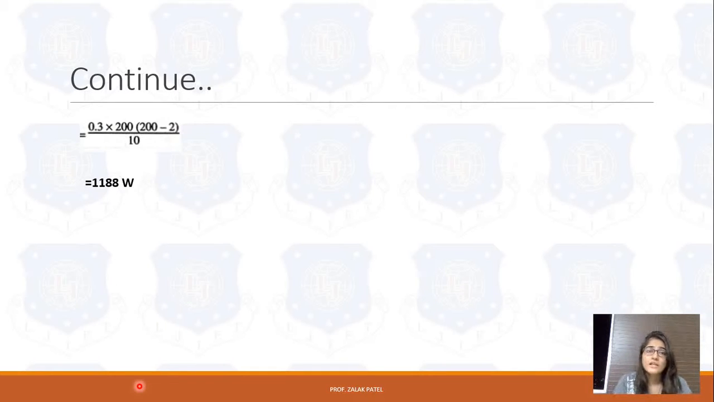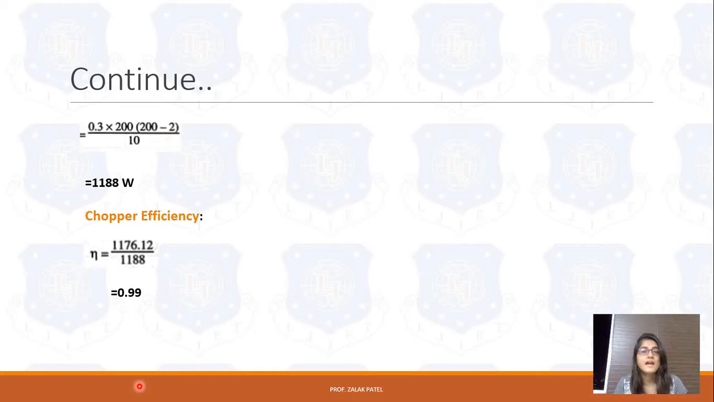We have already calculated the output power. Now let's put these two values into the chopper efficiency equation. Chopper efficiency is output power upon input power, so it will be 1176.12 upon 1188, which becomes 0.99. If we want it in percentage, we take 0.99 into 100, which means the efficiency is 99% for this particular step down chopper.